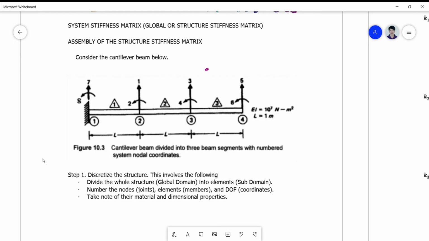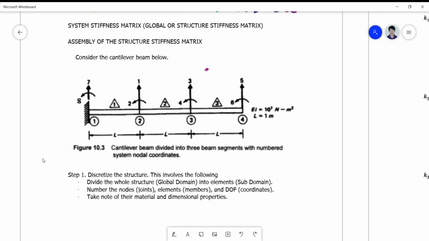Of course, this is just a part of the solution to the dynamic analysis, but this is quite very important for us to know before we can proceed with the rest of the discussion. So the assembly of the structural stiffness matrix or the system stiffness matrix is simplified here in this presentation.